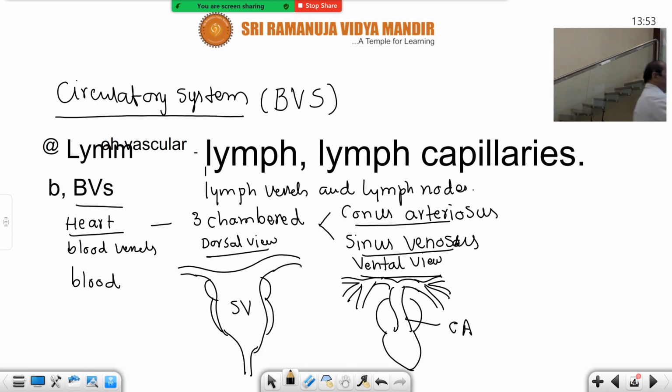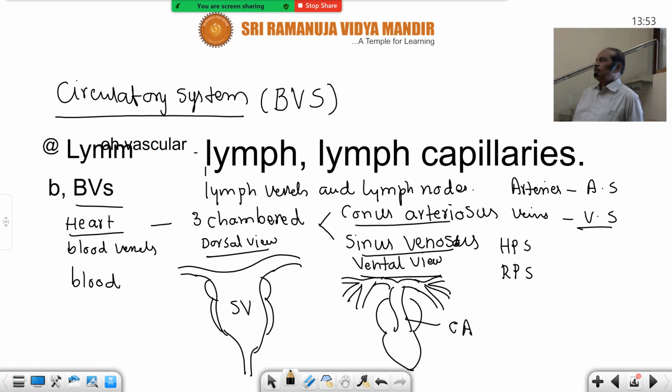Then the main blood vessels are arteries and veins. Arteries constitute the arterial system and veins constitute the venous system. So in the venous system, see, associated with the venous system, there are two systems, HPS and RPS. I used a shortcut form of those two systems, and you tell me the full form of those two. Very nice. Hepatic portal system and renal portal system. So the venous system is associated with the portal system. It is of two types, hepatic portal and renal portal system.